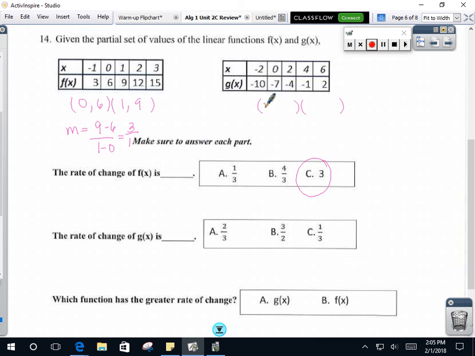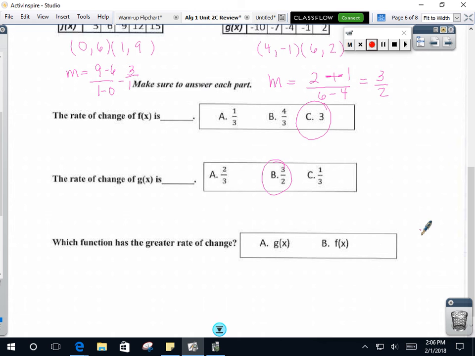I have to at least go with 1, so I'm going to use 4, negative 1, and 6, comma 2. That would be 2 minus negative 1 over 6 minus 4. That minus a negative becomes a positive. 2 plus 1 is 3. 6 minus 4 is 2. So 3 over 2. Then the third part says, which function has the greater rate of change?